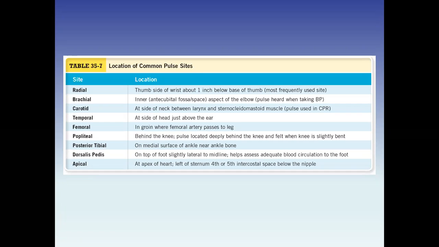The apical is at the apex of the heart, left of the sternum at the fourth and fifth intercostal space, placed below the nipple.